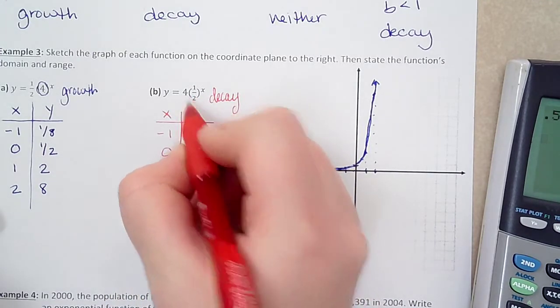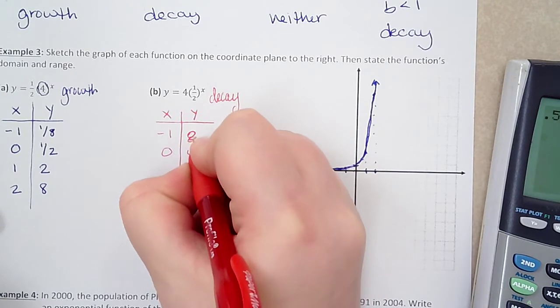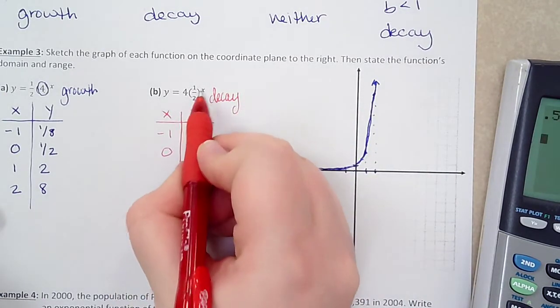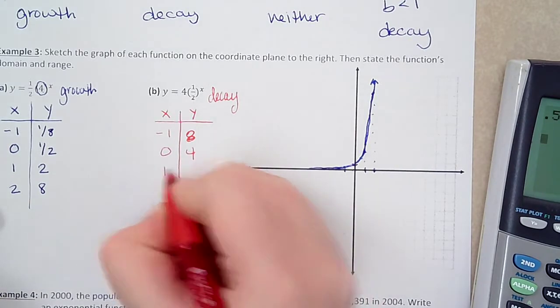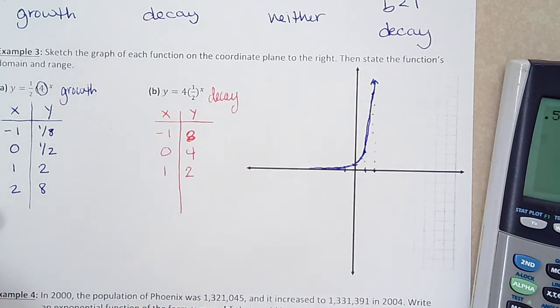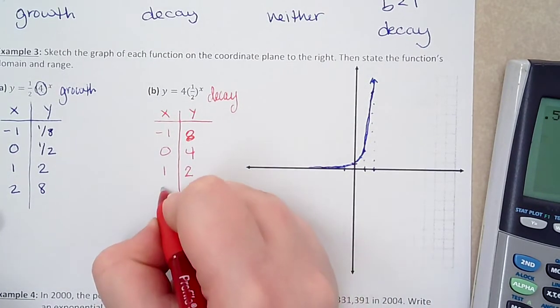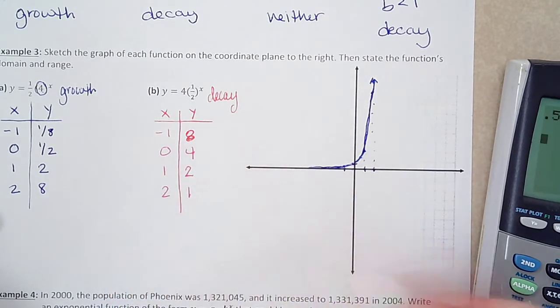Oops, I forgot to multiply this last one by 4. This is actually 8, because once we have that 2, we have to multiply by the 4. Thanks for bearing with my mistakes. When I plug in 1, I'm going to get a 2. And when I plug in 2, I'm going to get a 1.